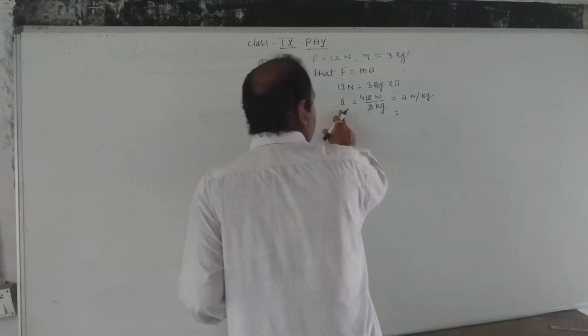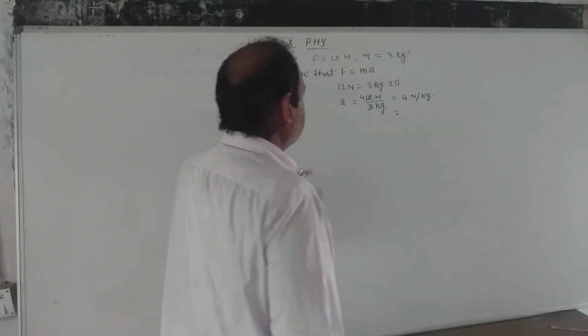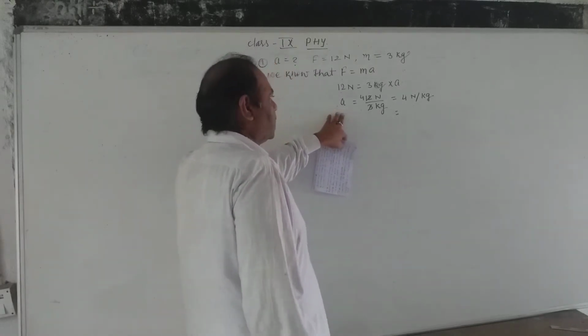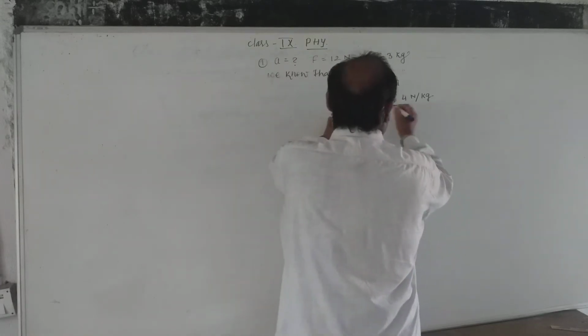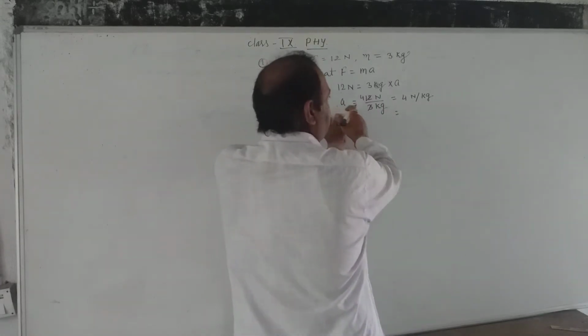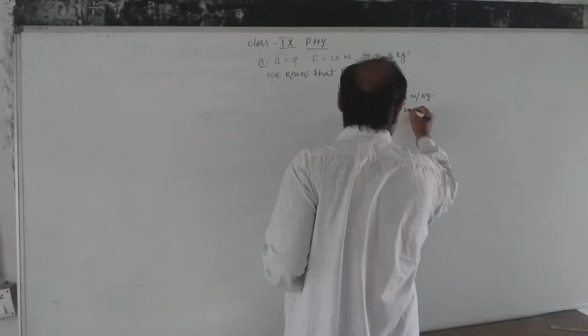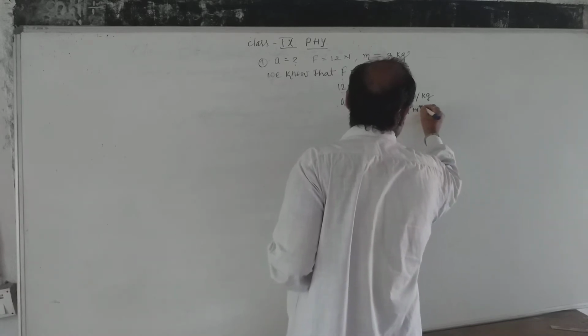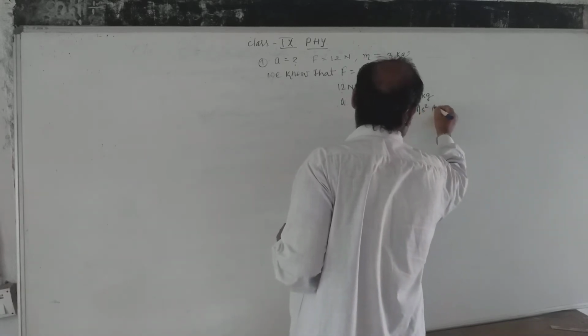Here we are finding the value of A. So we put here the SI unit of acceleration. So this answer is 4 meter per second square.